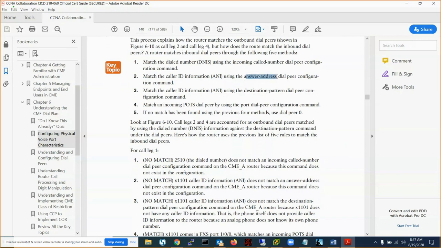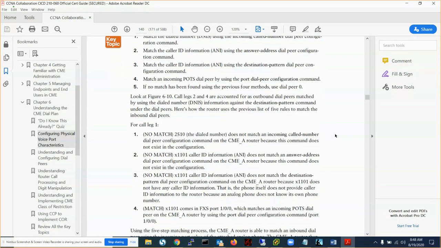So if you don't see this command here, it will try the next one, and if you don't see that, it will try the next. If you don't see that, it will match an incoming port dial peer by using the port dial peer configuration command. If no match has been found using the previous four methods, then it uses dial peer 0. You hope that the system never uses dial peer 0, because later on we will see why we shouldn't want to use the incoming dial peer 0.